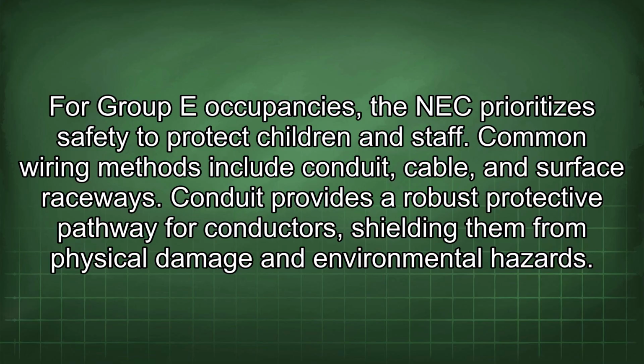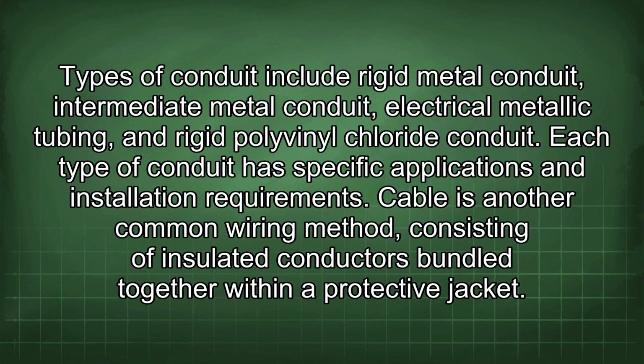Conduit provides a robust protective pathway for conductors, shielding them from physical damage and environmental hazards. Types of conduit include rigid metal conduit, intermediate metal conduit, electrical metallic tubing, and rigid polyvinyl chloride conduit. Each type of conduit has specific applications and installation requirements.